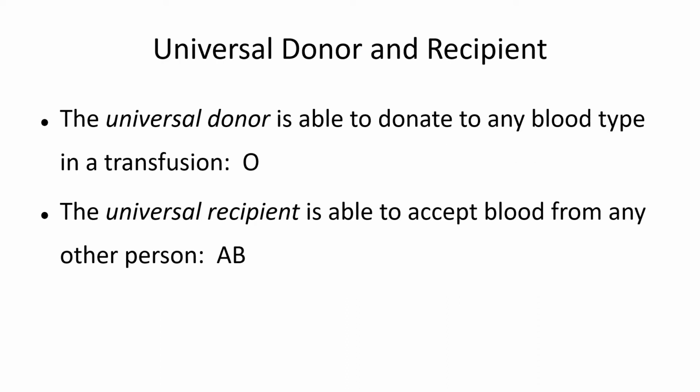Let's talk for a moment about the universal donor and universal recipient. The universal donor is technically a blood type that's able to donate to any other blood type. We typically call this blood type O. The universal recipient is also designated as one that is able to accept blood from any other person. We designate that as AB.